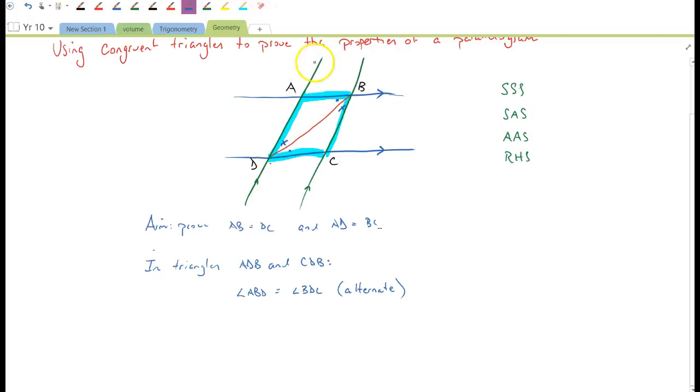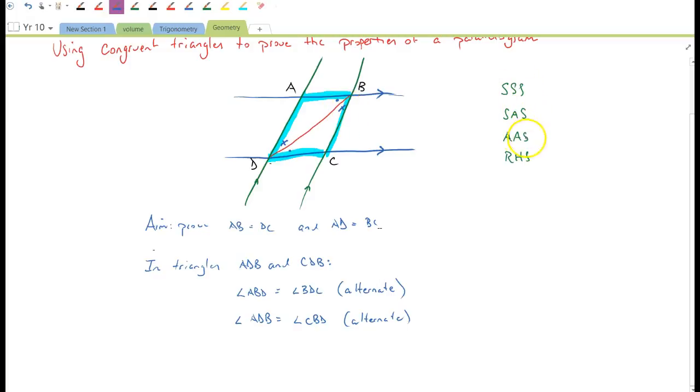In fact, I'm using these parallels now. So AD parallel to BC, with that being the transversal, and if I trace out a Z, they're alternate. They're on alternate sides of the transversal, and they're within those parallel lines, so they're equal angles. So can I now say, therefore, that angle ADB is equal to CBD. CBD, also alternate. So I've got two angles here. I've got this angle equal to this angle equal to this angle.